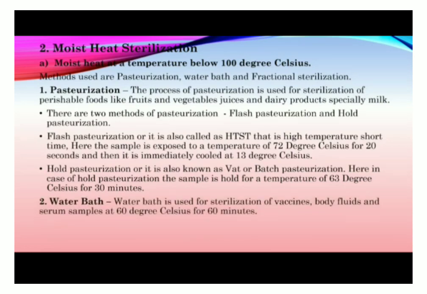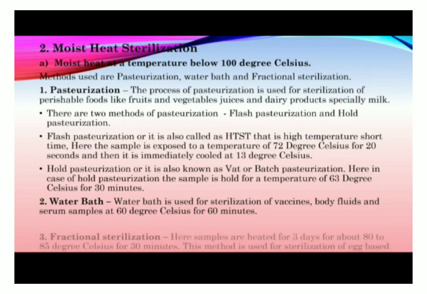Second is water bath. Water bath is used for sterilization of vaccines, body fluids, and serum samples at 60 degrees Celsius for 60 minutes. So the temperature of the water bath is maintained at 60 degrees Celsius. These are very heat sensitive things, such as vaccines, body fluids, and serum samples. So they are sterilized by using water baths.